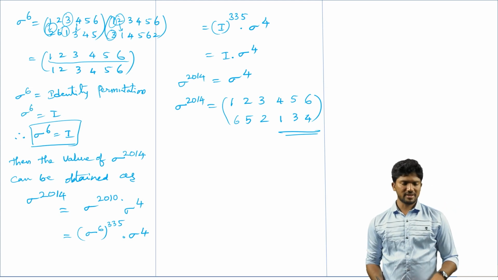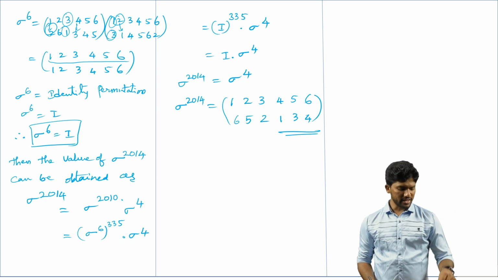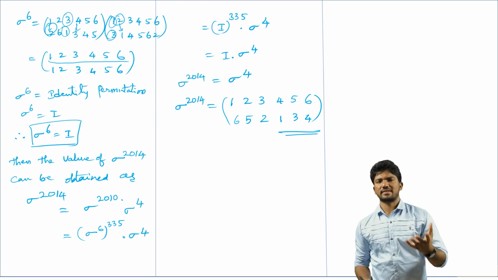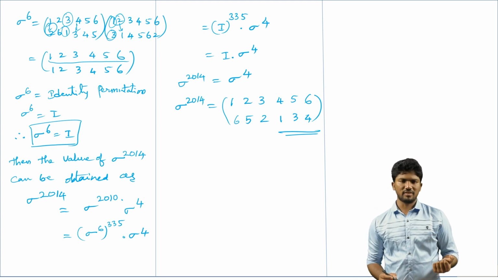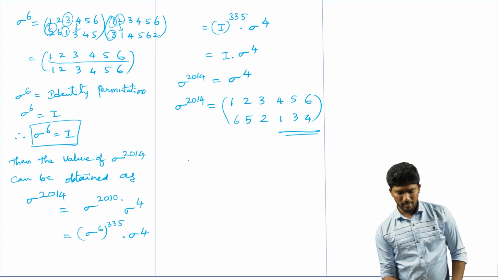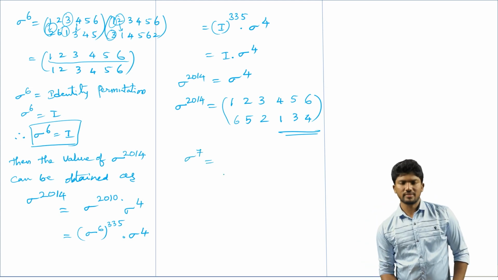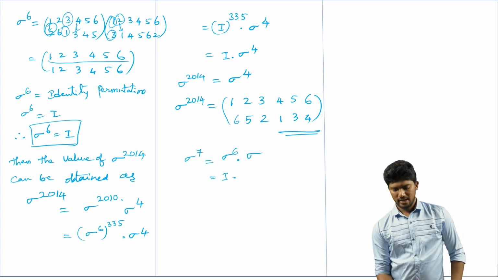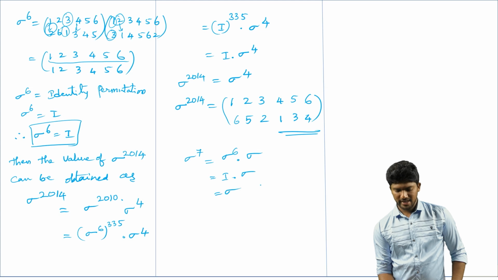So therefore sigma power 6 is equal to I. After getting that identity permutation, don't go to sigma power 7. If you go to sigma power 7, again you will get that sigma value only. Why? Because sigma power 7 is equal to sigma power 6 into sigma. What is sigma power 6? Capital I into sigma. Again you will get sigma.